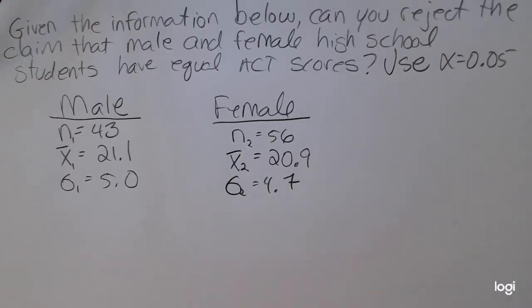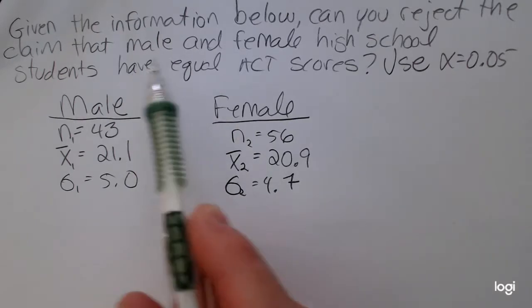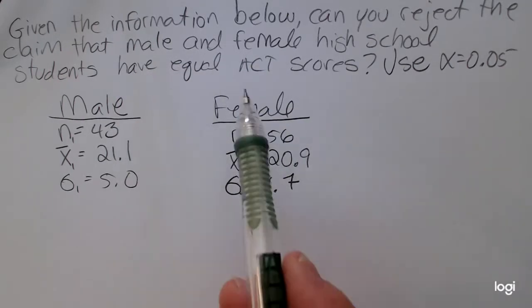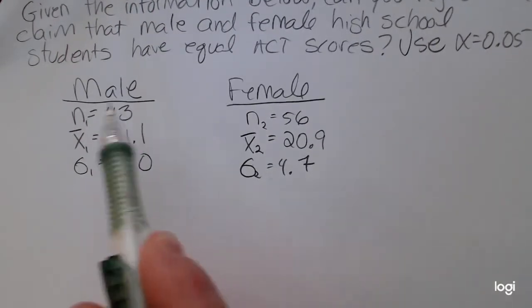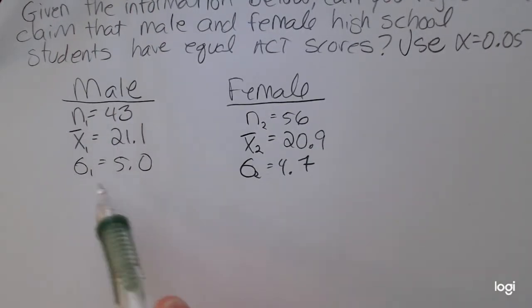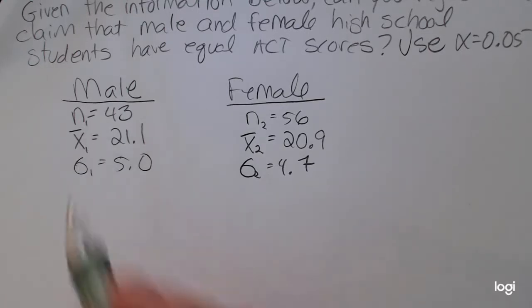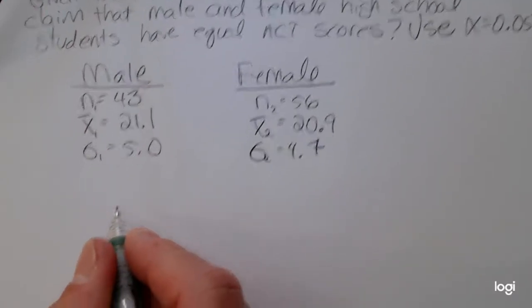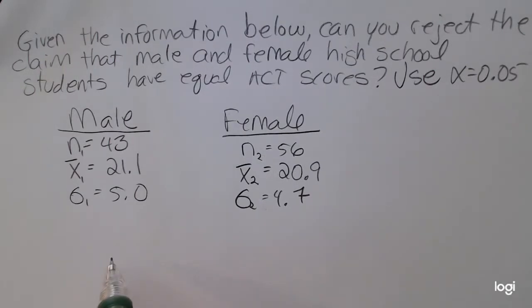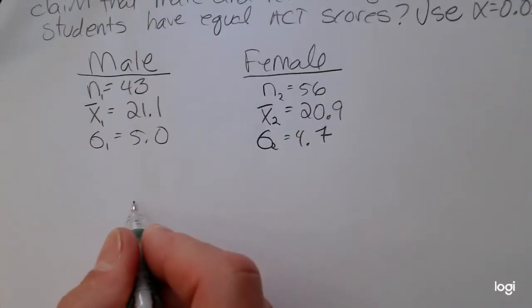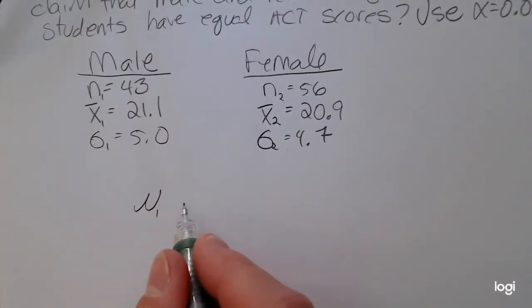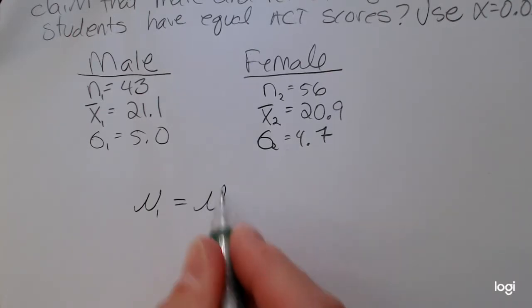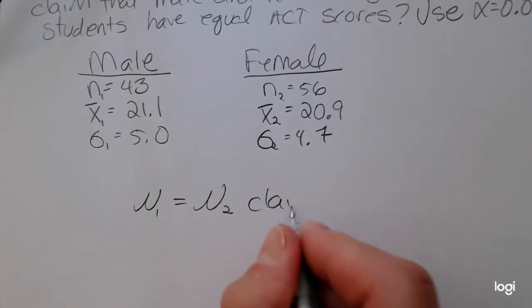We need to set up the null and the alternative in terms of the population parameters mu sub 1 and mu sub 2. The claim is that male and female high school students have equal ACT scores. So I've already labeled the male group as population 1. In parameter notation, if the claim is that the average ACT scores are equal, that would be mu1, the average male group mean, is equal to mu2. So this is the claim.